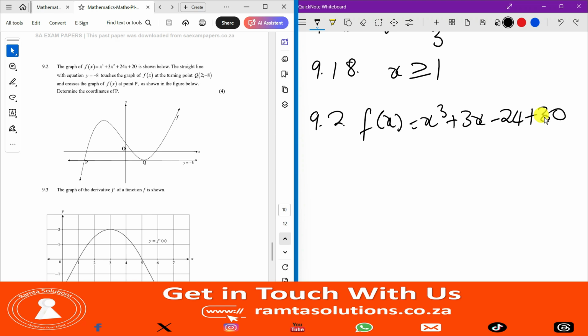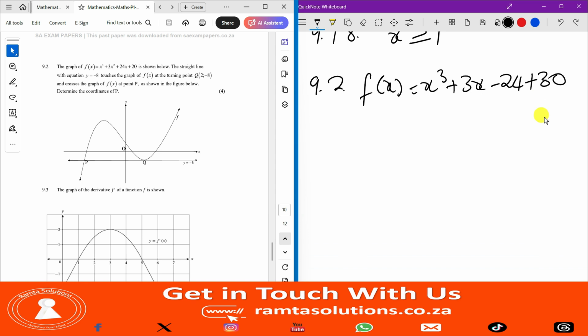Did you guys hear that? Q has coordinates 2 and minus 8, and the line crosses f of x at point P as shown in the diagram below. Determine the coordinates of P. So what we need now is to know where f of x is intersecting with this graph of y equals negative 8.